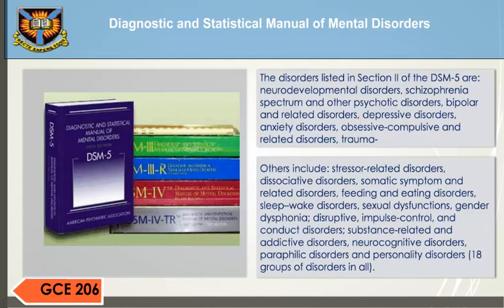schizophrenia spectrum and other psychotic disorders, bipolar and related disorders, depressive disorders, anxiety disorders, obsessive-compulsive and related disorders, trauma- and stressor-related disorders, dissociative disorders, somatic symptom and related disorders, feeding and eating disorders, sleep-wake disorders, sexual dysfunctions, gender dysphoria, disruptive, impulse-control and conduct disorders, substance-related and addictive disorders, neurocognitive disorders, paraphilic disorders, and personality disorders. 18 groups of disorders in all.